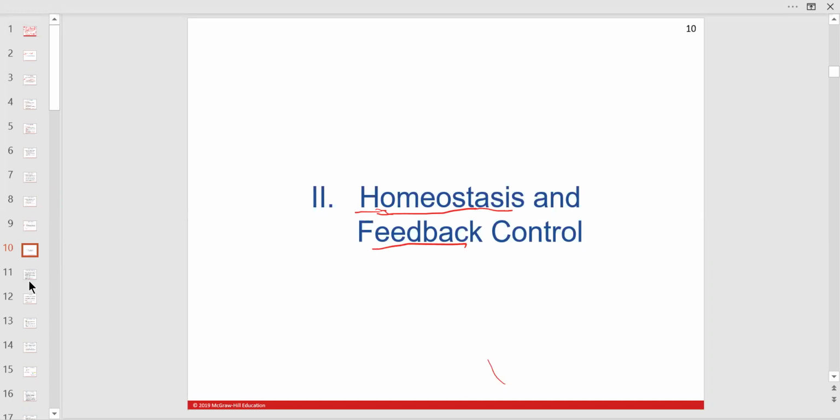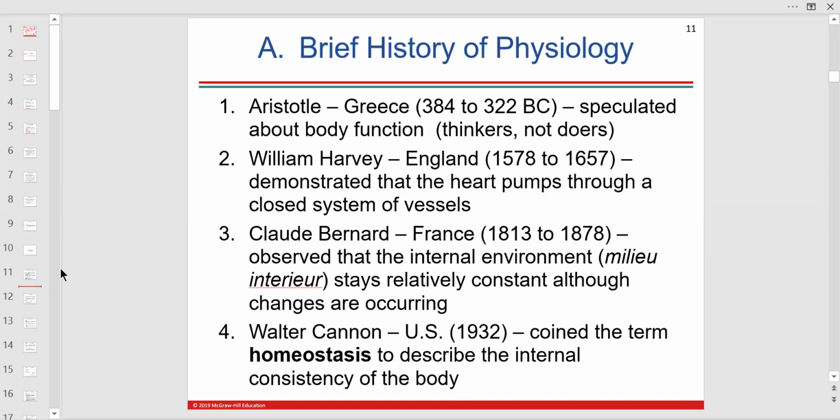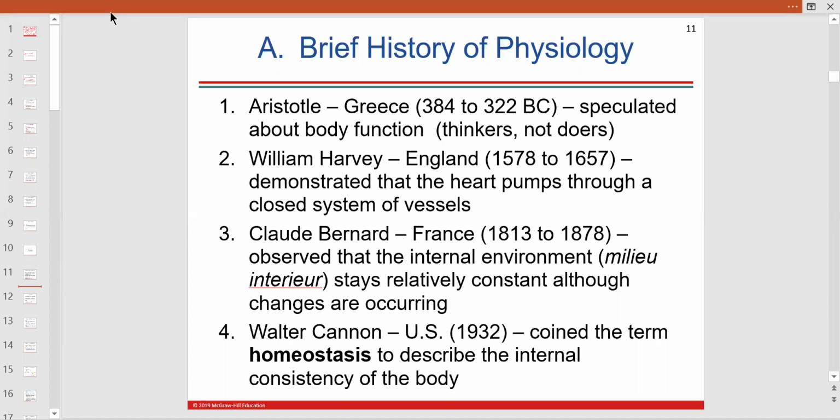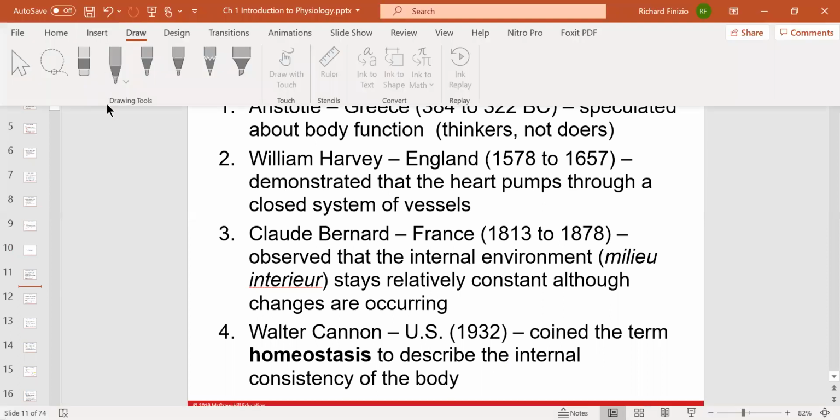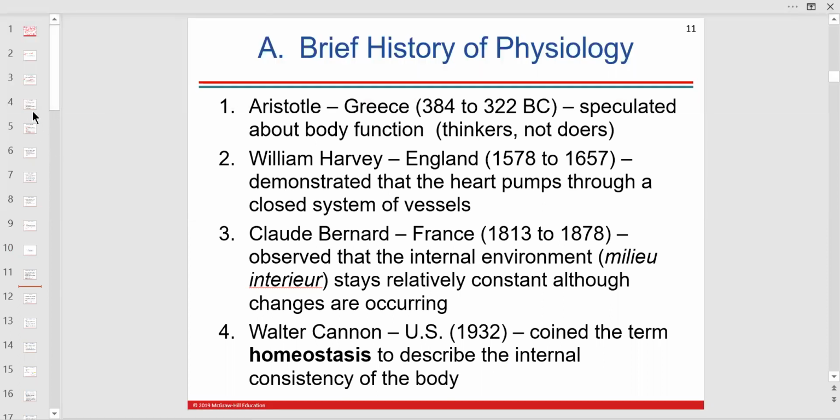I'm not going to ask you any of this, but it's all interesting. Maybe you get on Jeopardy and have to answer questions like this, going back early in time with Aristotle. William Harvey, that's a cool thing, how the heart pumps through a closed system. What year was that? That's a few hundred years ago, but technically that's not that long ago.